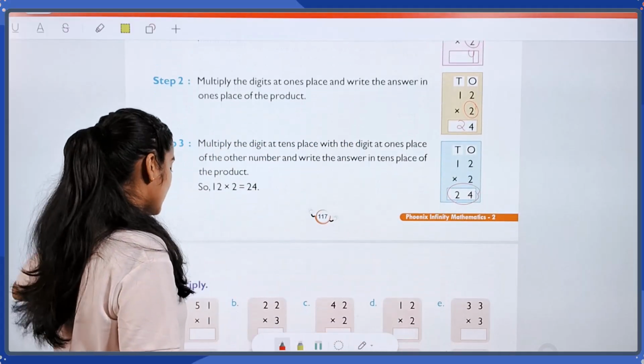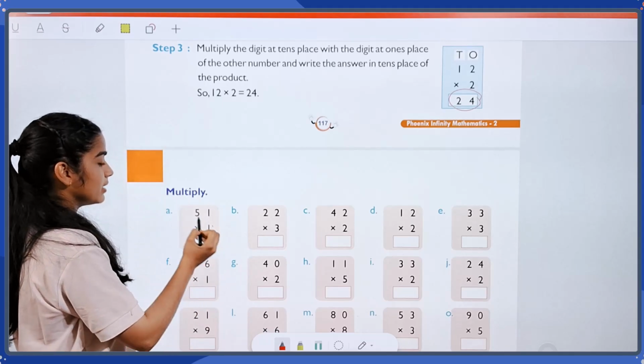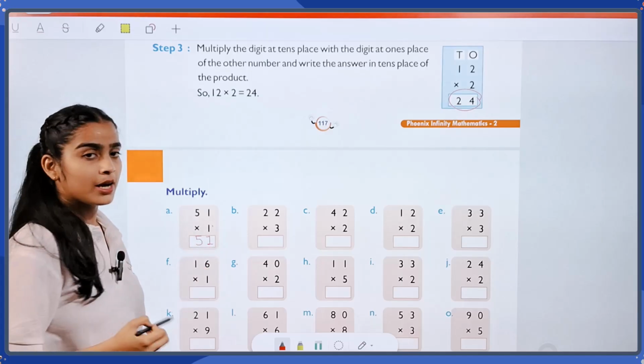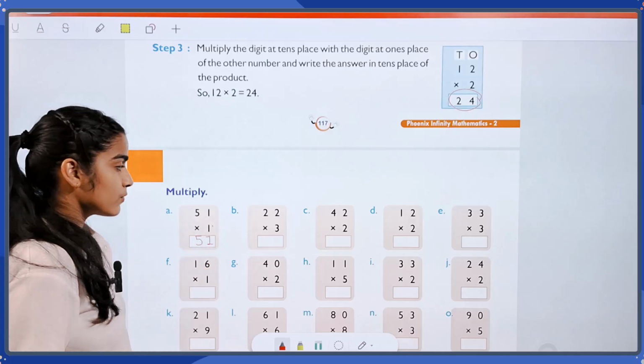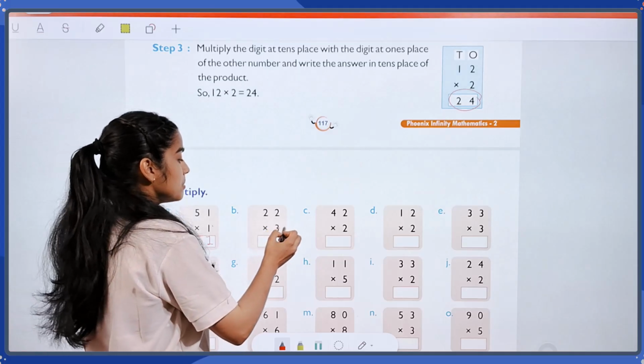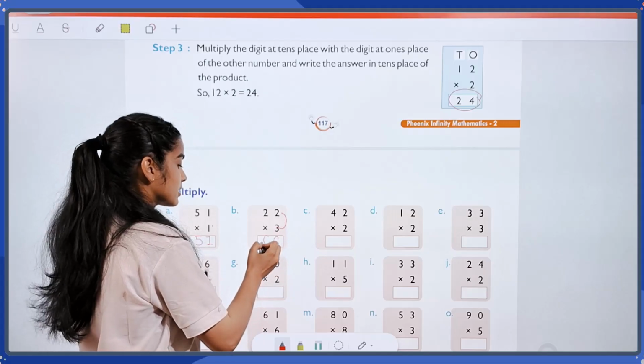Okay. Next, 1 multiplied by 1 is 1. Well done. 1 multiplied by 5 is 5. Whenever we multiply 1 by any number, what do we get? We get the same number as the product. Okay. 3 multiplied by 2 is 6. 3 2's are 6. Okay.